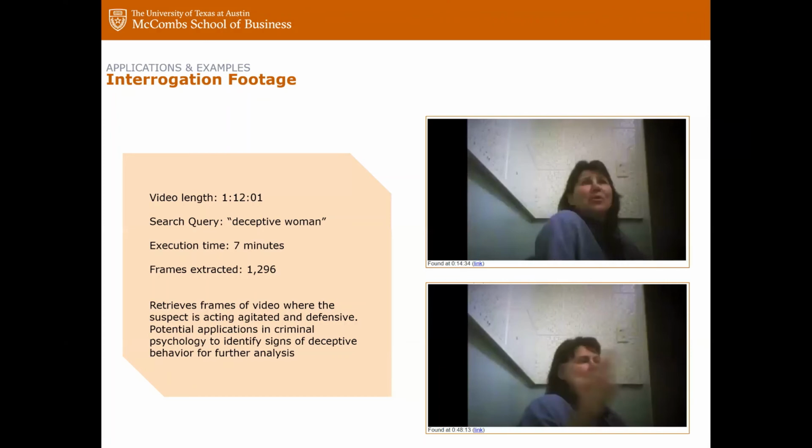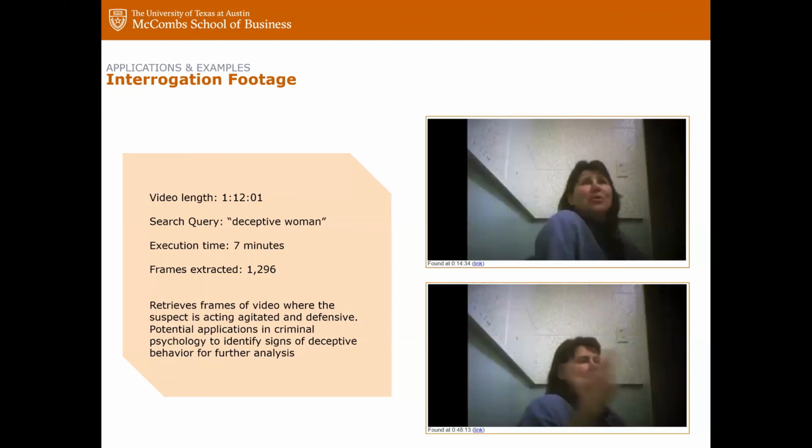Again, it has a similar use case where police departments and investigators can search for specific behaviors, and then based on the results of the query and the images and the moments in the video that it shows up in, be able to further analyze those moments.